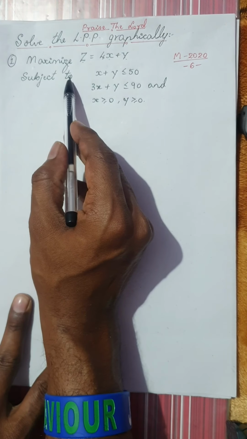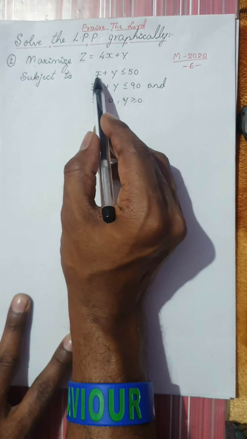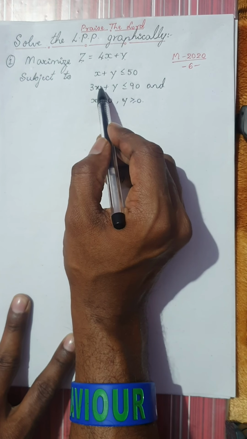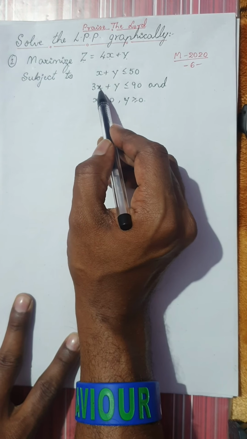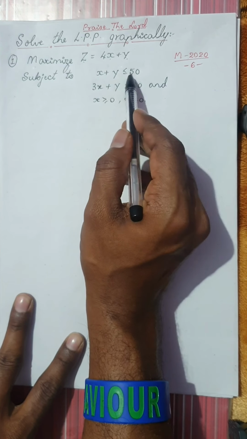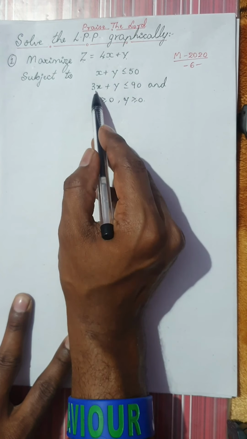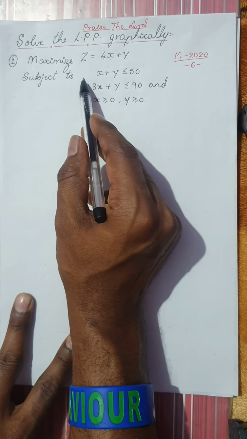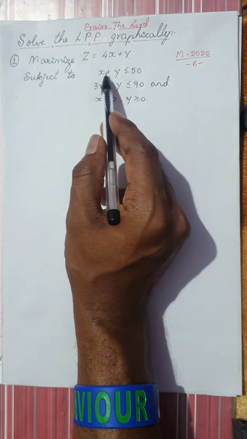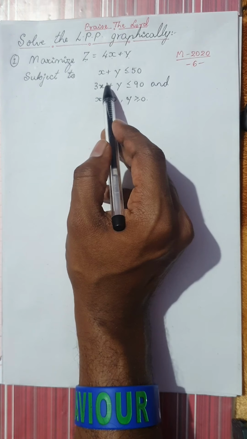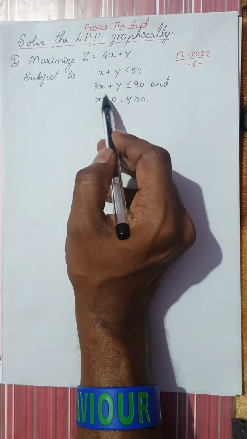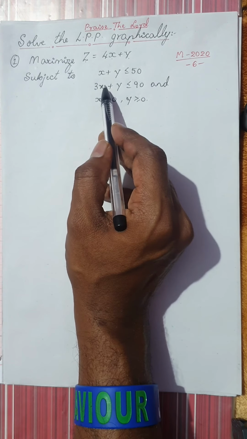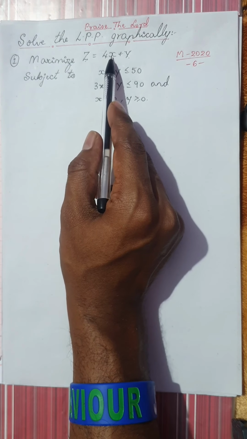Subject to, now these two conditions, sometimes it may be 2, sometimes it may be 3. So x plus y less than or equal to 50 and 3x plus y less than or equal to 90. These two are called constraints, or it is also called given conditions. Whatever we do, we say conditions apply. So these two are the conditions related to the objective function.